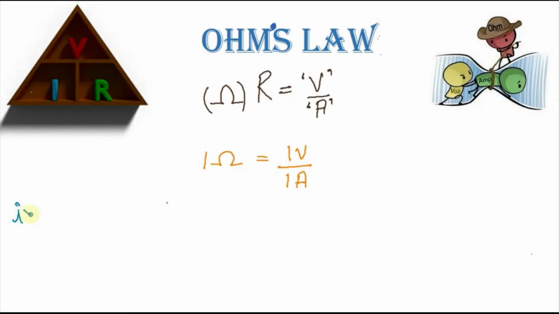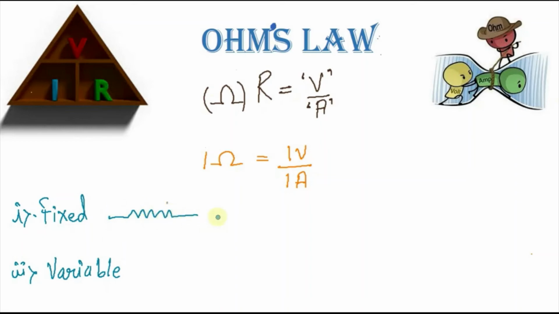There are two types of resistance. First one is fixed resistance and the other one is variable resistance. The symbol of fixed resistance is this. In fixed resistance, we can't change its value, and this is the symbol of variable resistance. In variable resistance, its value can be changed, and it is also known as rheostat.